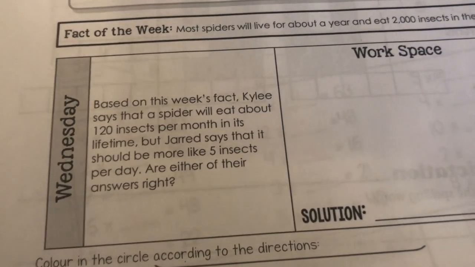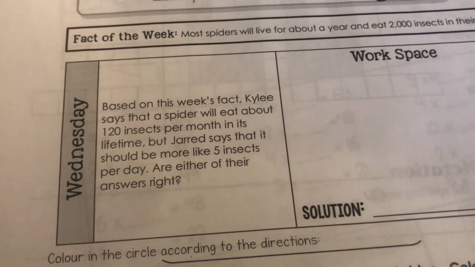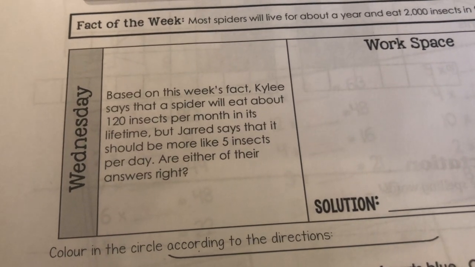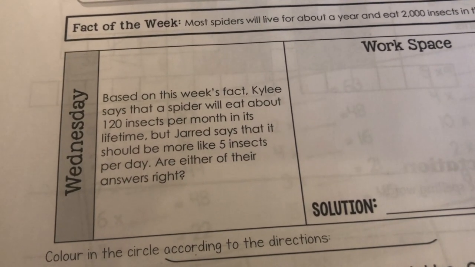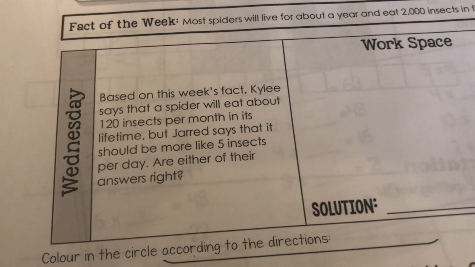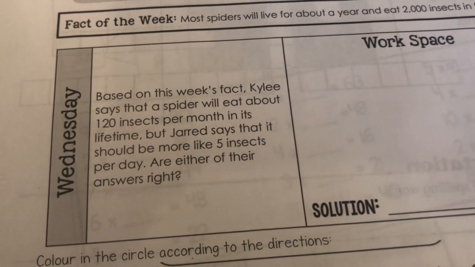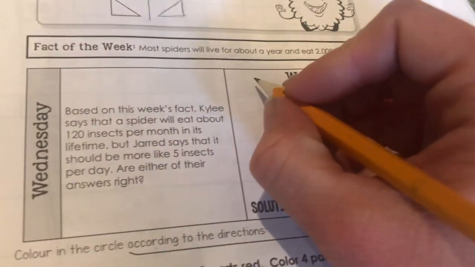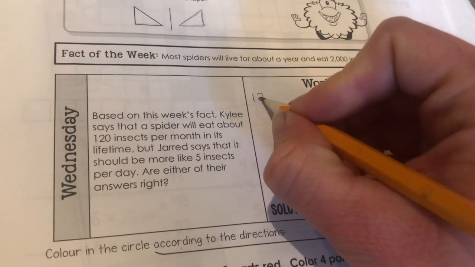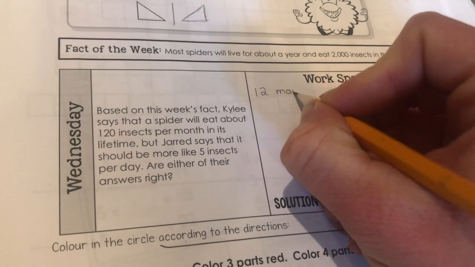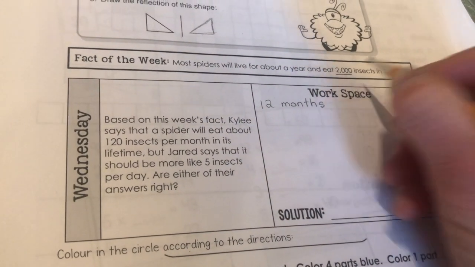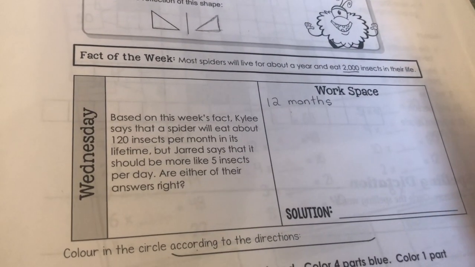And so Wednesday, based on this week's fact, Kylie says that a spider will eat about 120 insects per month in its lifetime. But Jarrett says that this should be more like 5 insects per day. Are either of their answers right? So some facts that we need to know, some information. We need to know that there's 12 months in a year. So to figure out Kylie's fact, we have 2,000 insects and there's 12 months in a year.